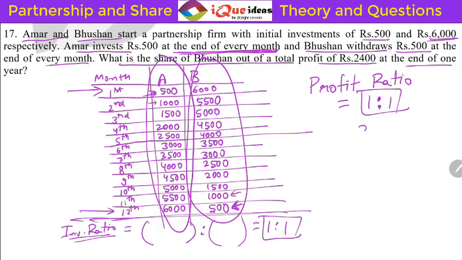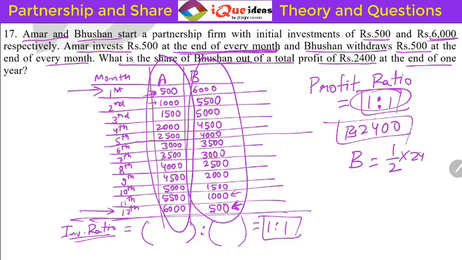So the total profit is 2400 rupees. So divide 2400 rupees and check the share of Bhushan, that is share of B. The share of B will be 1/2. 1:1, that means 1/2 into 2400. Okay, so it is 1200 rupees.